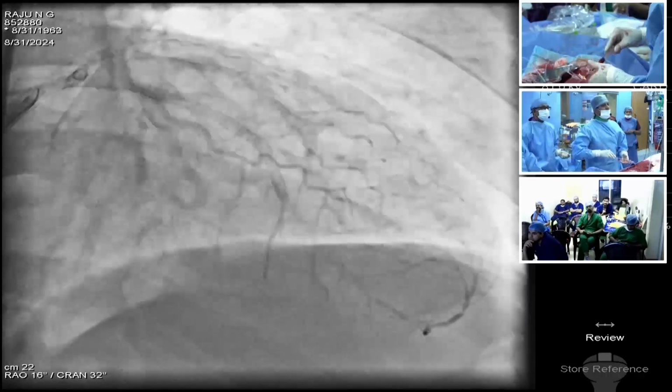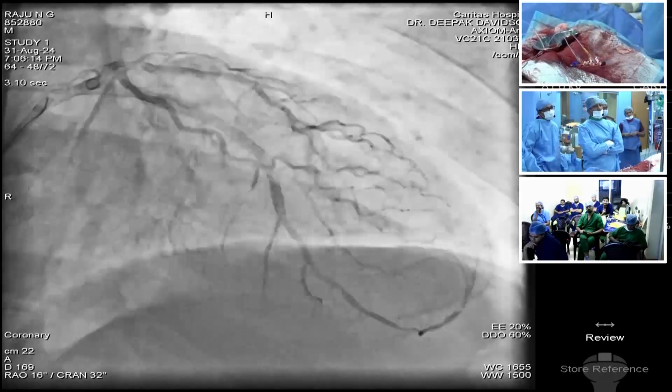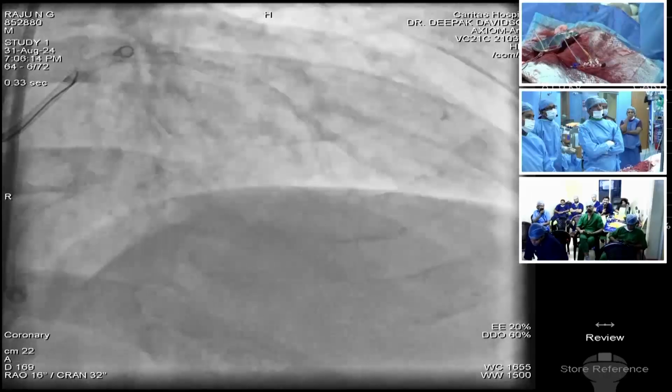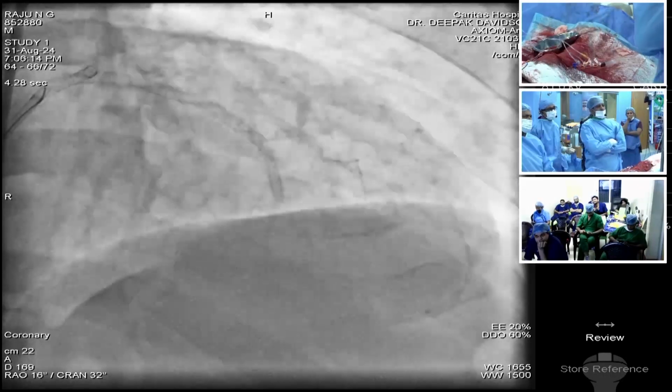Yeah, here in this view the confluence looks small, but I think we'll call it a day. Yes, sir. Enough.